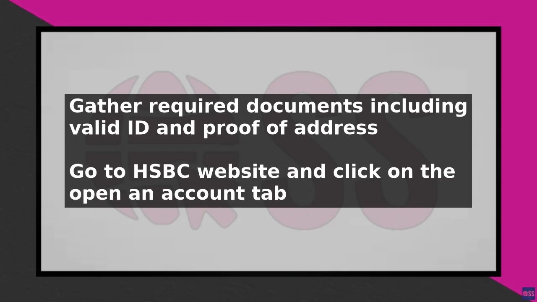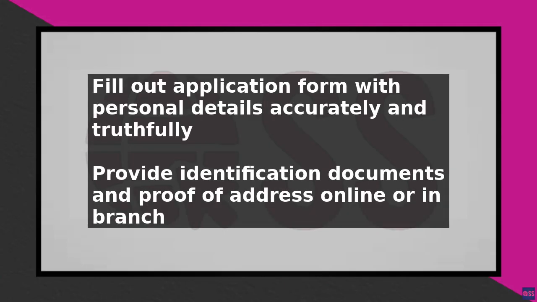First, go to the HSBC website and click on the Open an Account tab. Select the type of account you want to open, which in this case is a checking and savings account. You will then be asked to fill out an application form with your personal details including your name, address, and date of birth. Make sure to fill out the form accurately and truthfully.